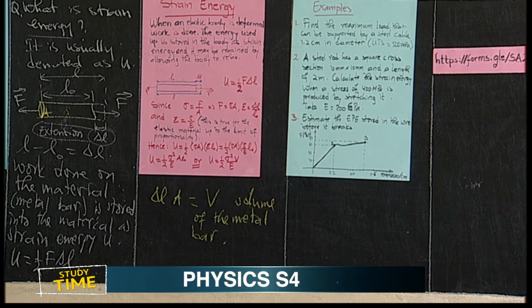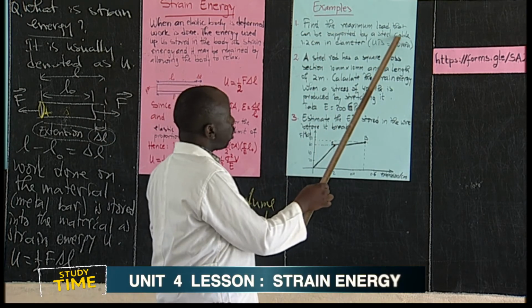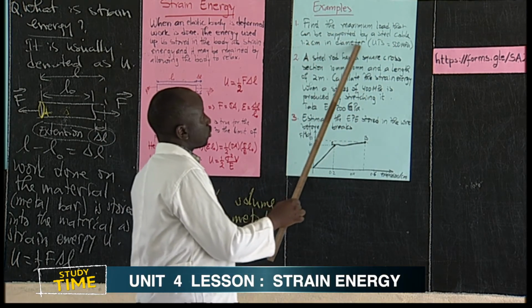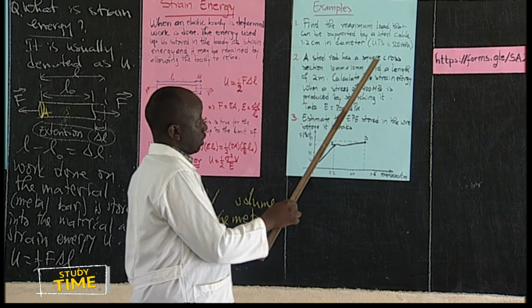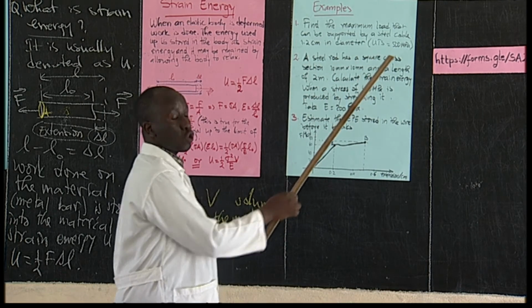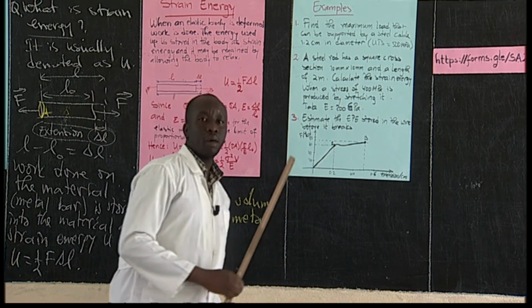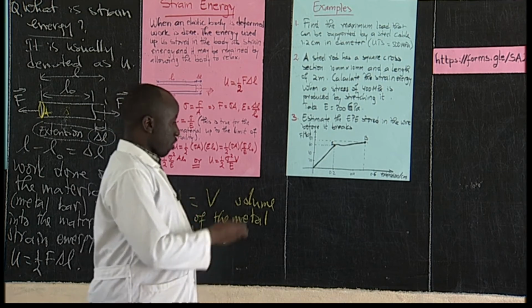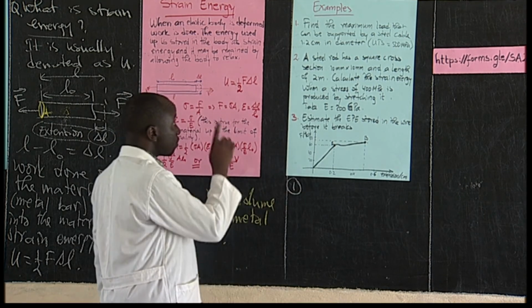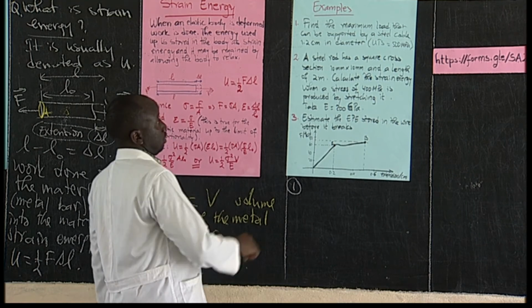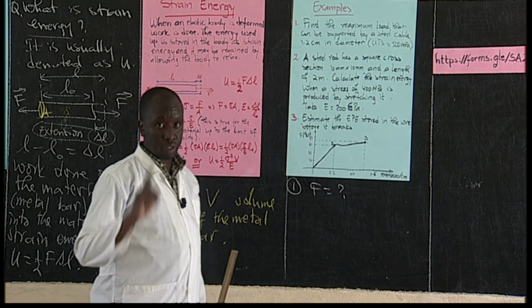Okay? So I think what we have as the first question: find the maximum load that can be supported by a steel cable 1.2 centimeters in diameter. UTS equals 500 megapascal. So students, let's have this equation number 1. For this equation number 1, what we are going to find is the F. I hope you see that.